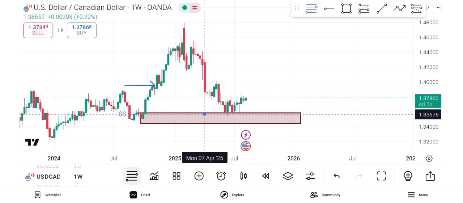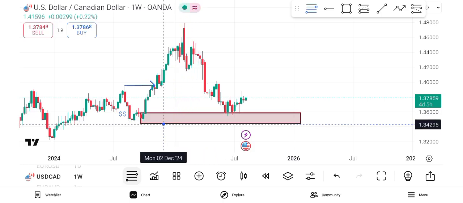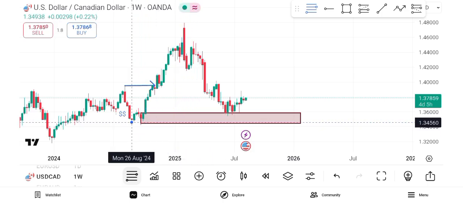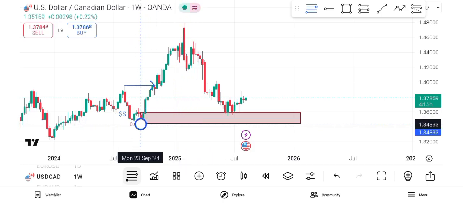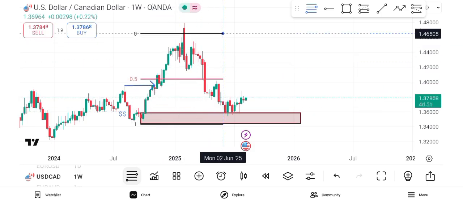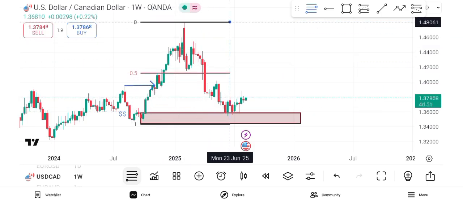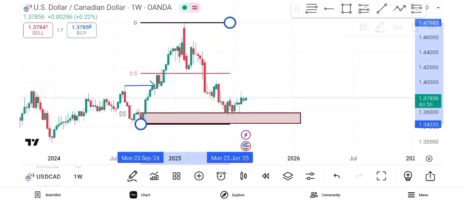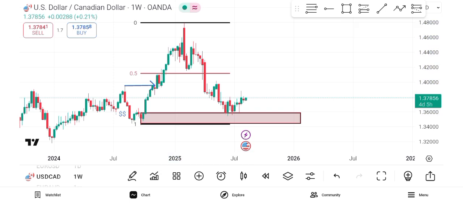This is my Fibonacci tool right here, and place it from your swing low to the swing high, the area where my market decided to retrace. This is it. You see? So the reason for us using this Fibonacci tool is for us to determine the premium and discount zone, like the buyer's side and the seller's side, the buyer's area and the seller's area.